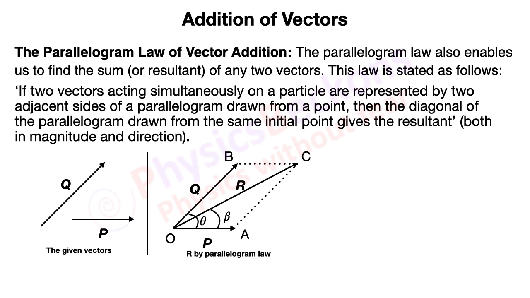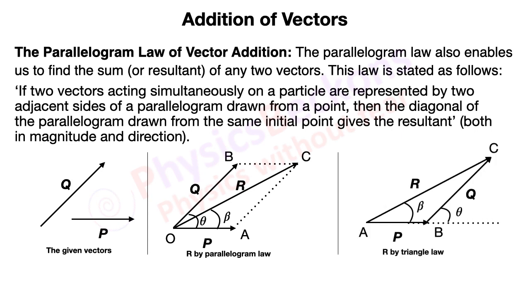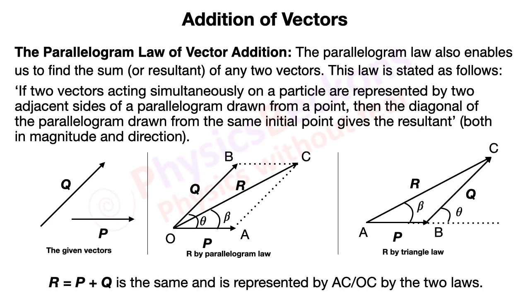Same is possible with triangle law. See here, AB represents vector P and BC represents vector Q. So the two vectors are represented by two sides of the triangle taken in order, AB, BC, and the resultant is in opposite order. Beta angle gives the direction of the resultant. We have R is equal to P plus Q. The result will be the same either by parallelogram law or triangle law. Result is not altered.